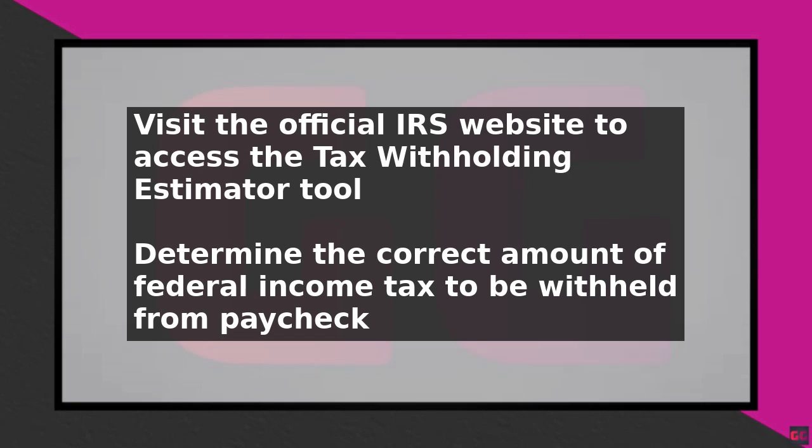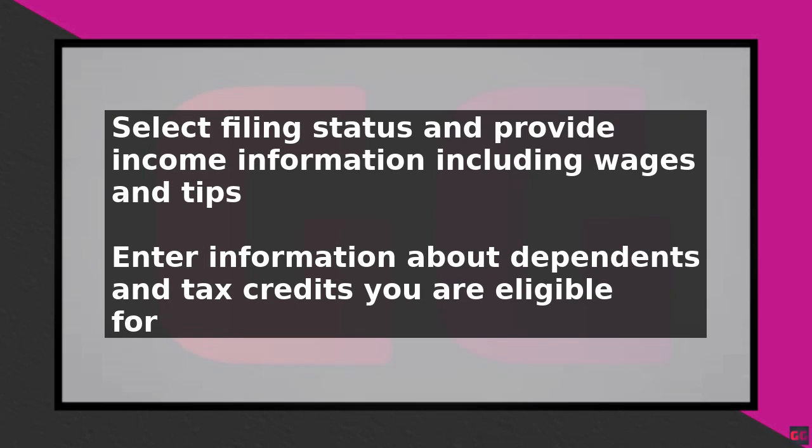You will then be asked to provide information about your income, including your wages, salaries, and tips, as well as any other sources of income you may have. Next, you will be prompted to enter information about your dependents, including their ages and relationship to you. You will also need to provide information about any tax credits you are eligible for, such as the Earned Income Tax Credit or the Child Tax Credit.